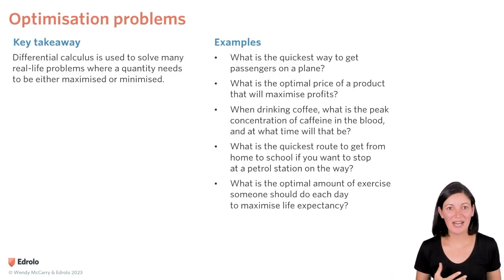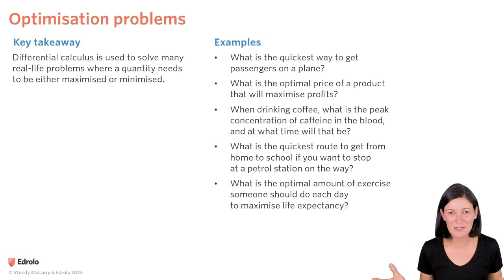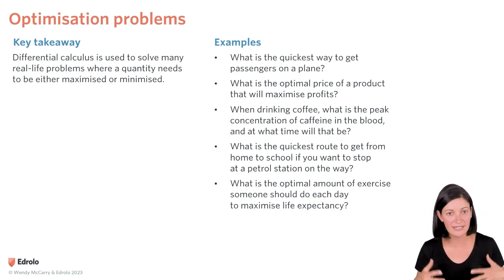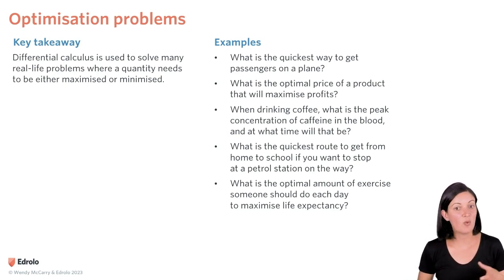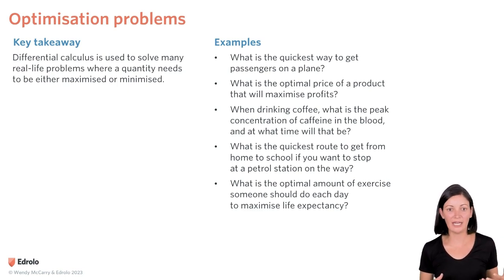So far when you've been studying calculus, you might have been thinking, is this really useful in any way, shape, or form? And the answer is a definite yes. Differential calculus is used to solve a lot of real-life problems where a quantity needs to be either maximized or minimized. So I've listed a couple of examples for you. For example, what's the quickest way to get passengers on a plane? What's the optimal price of a product that will maximize its profits? When you're drinking coffee, what's the peak concentration of caffeine in the blood and what time will that be, etc. There's an infinite amount of applications of these types of problems.